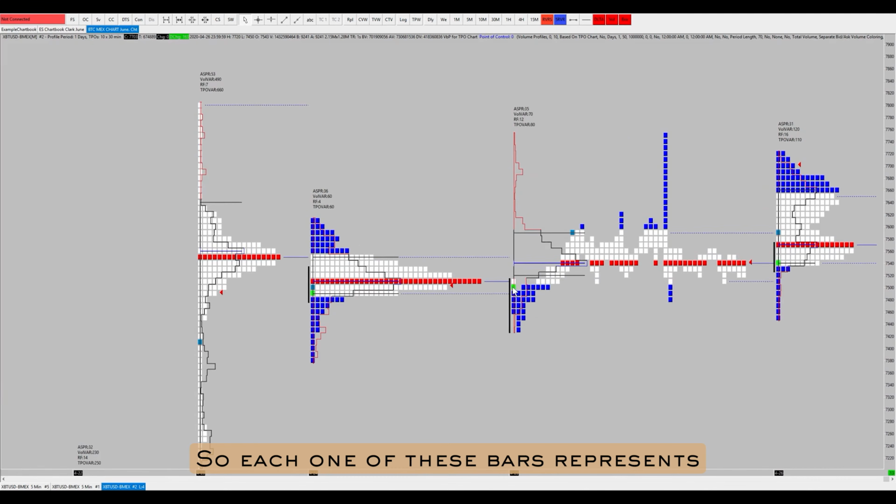So each one of these bars represents a 30-minute period during the day. If you were looking at a candlestick chart, you would see the high and the low, but then you would also see where the open and the close of this candle was. For the sake of the TPO chart, we're not really interested in where each one of these candles opened up. We just want to know where we've been. So where we have been over time. Not necessarily yet how much volume has been transacted.